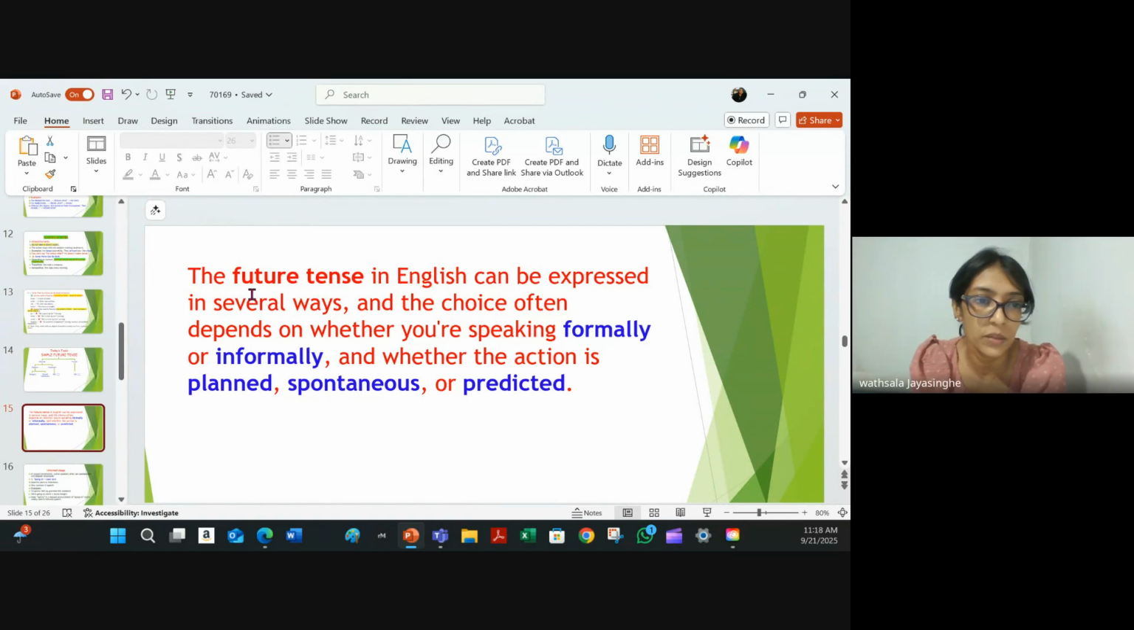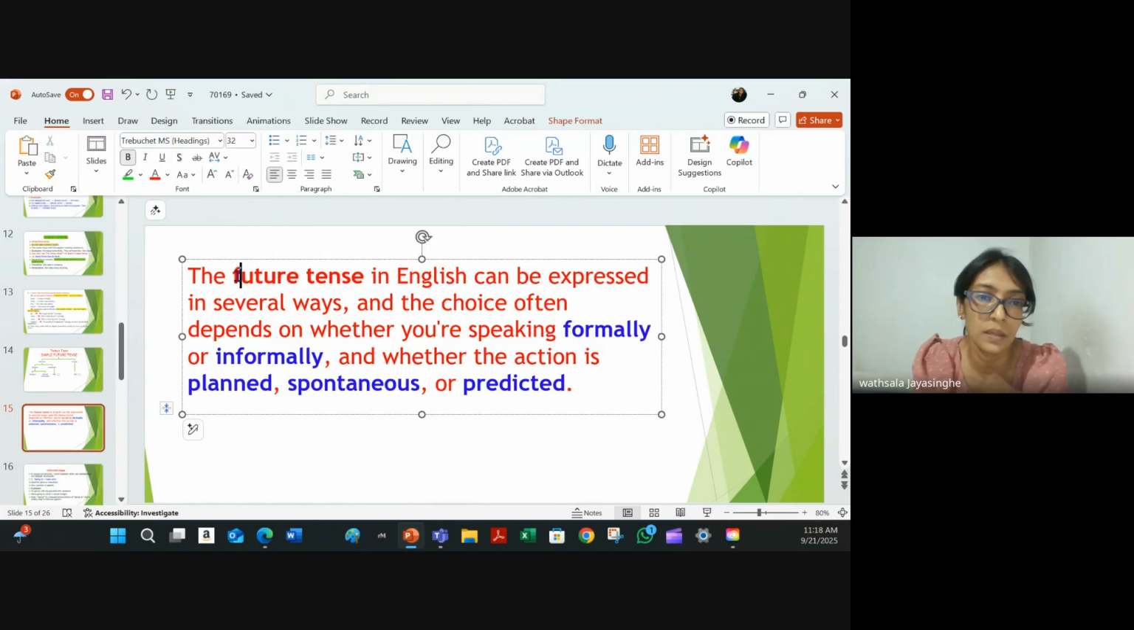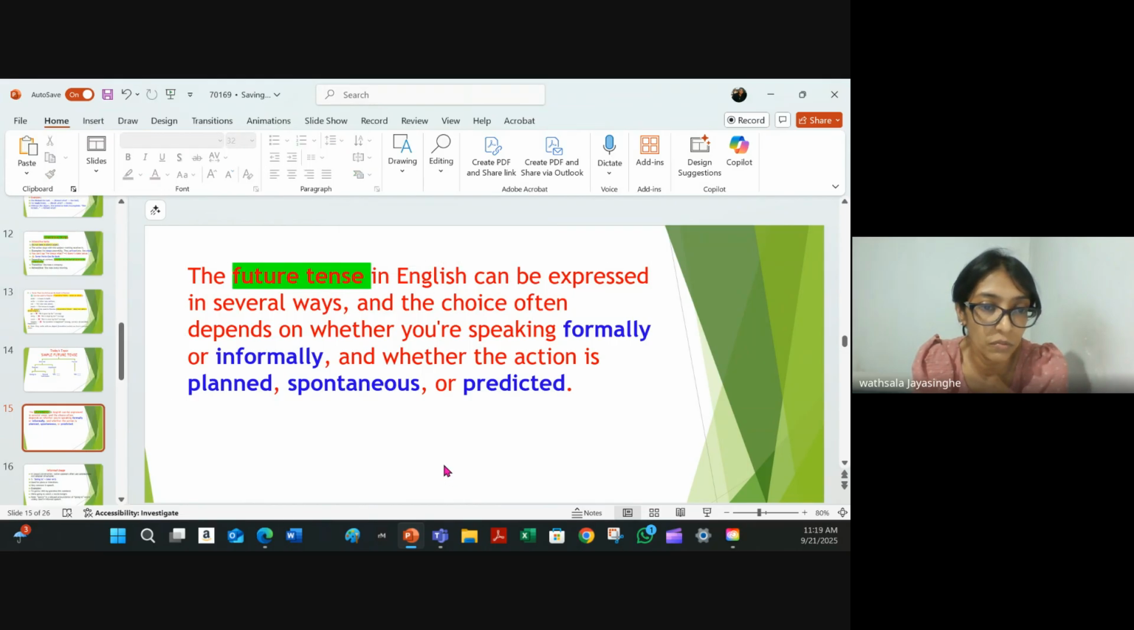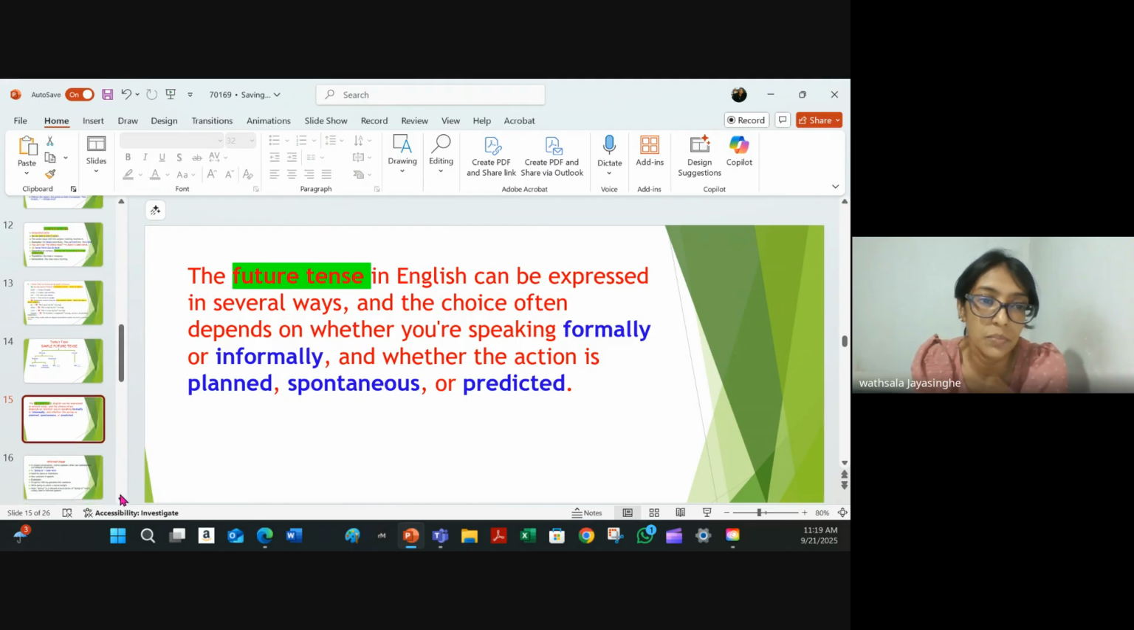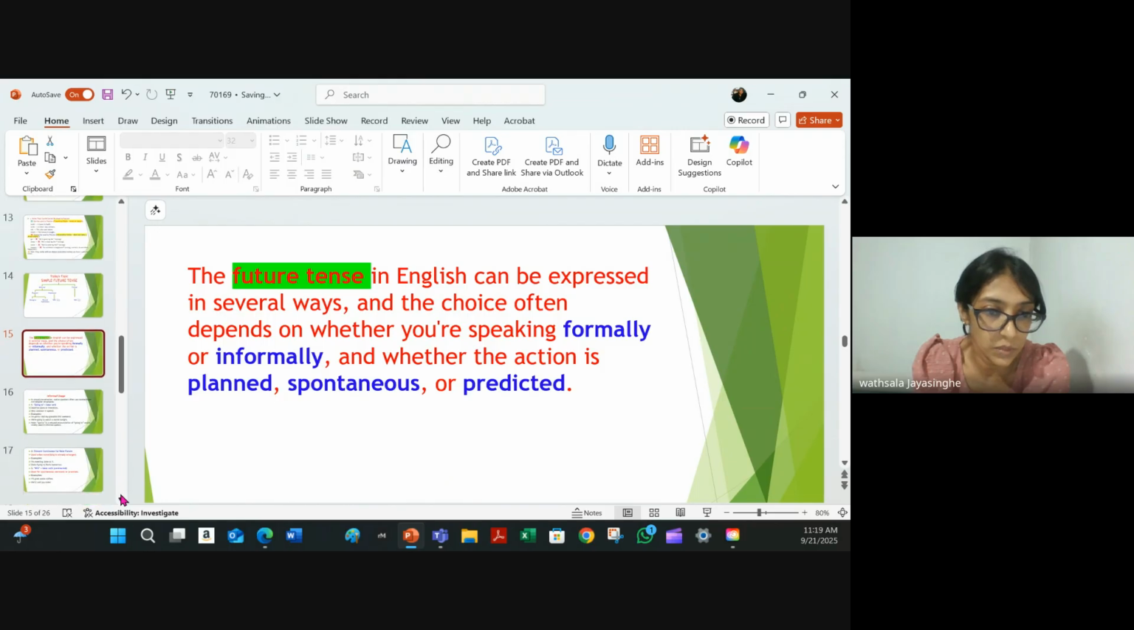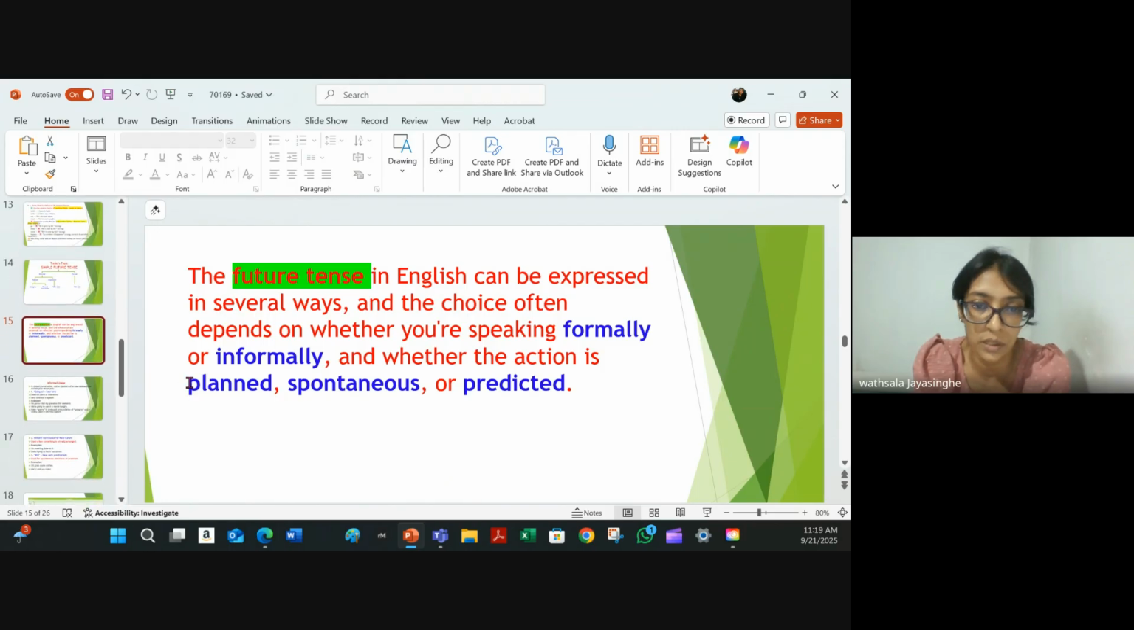The future tense in English can be expressed in several ways, and the choice often depends on whether you are speaking formally or informally, and whether the action is planned, spontaneous, or predicted.